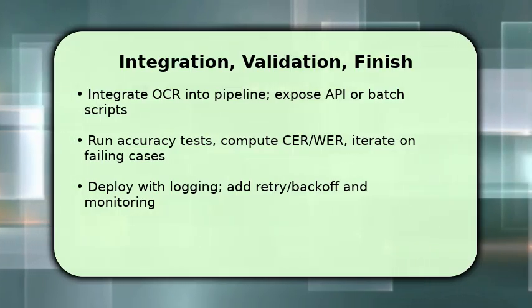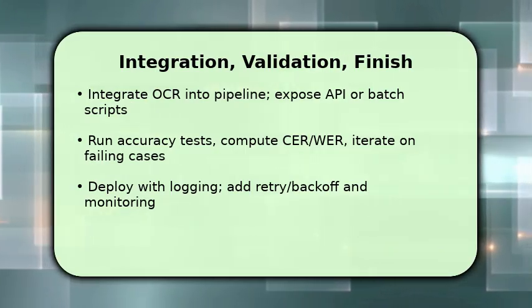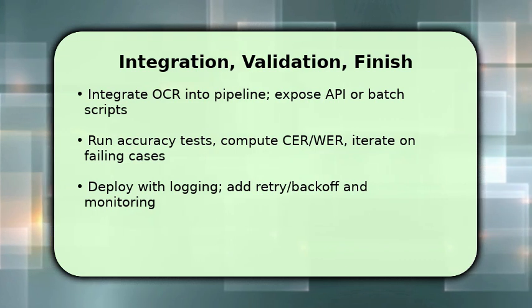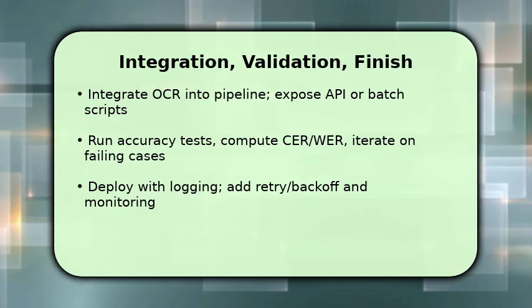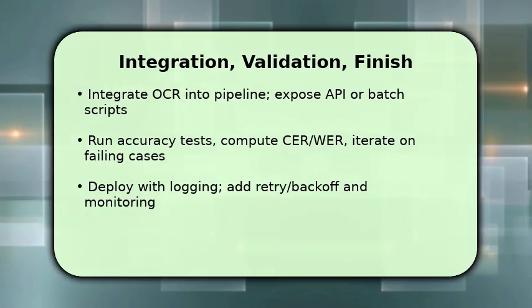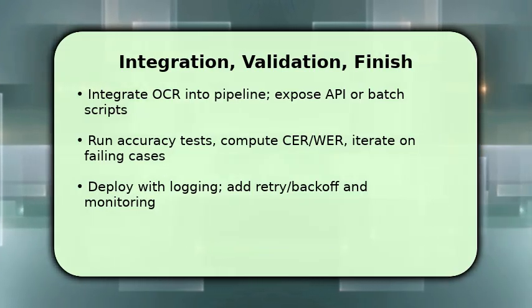Once acceptable, add logging, retries, and monitoring for production use. If you see systematic errors, retrain or add targeted preprocessing rules. One troubleshooting tip: if layout or fonts break results, isolate examples, augment training data, or add a layout-specific OCR pass to recover accuracy.